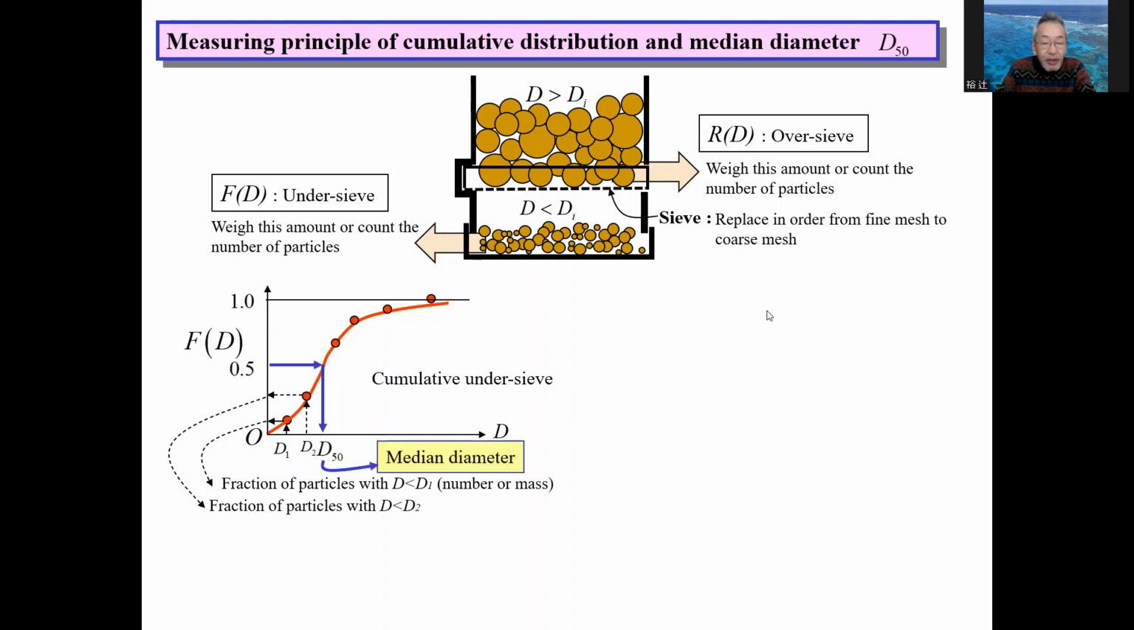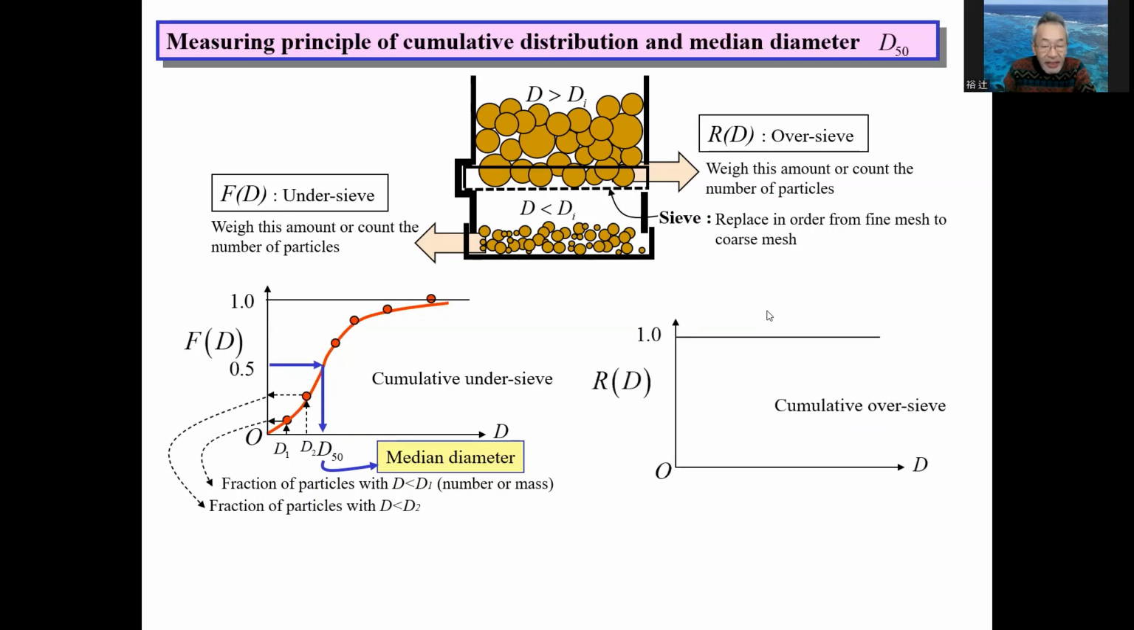The particle diameter corresponding to F equals 0.5 is called the median diameter or median size. The symbol of median diameter is D50. The number 50 means 50%.